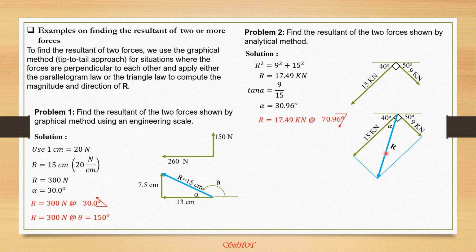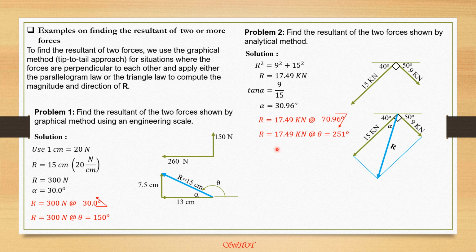So 70.96, like that. Or if you represent the resultant by the magnitude and its direction from the positive x-axis, counterclockwise positive, then it is 17.49 plus 180 plus 40 plus alpha. So 17.49 kilonewtons at theta equals 250.96, because 250.96 is about 251 degrees.